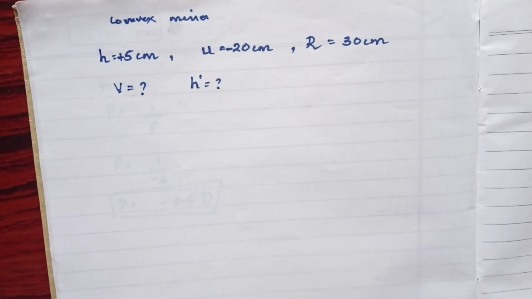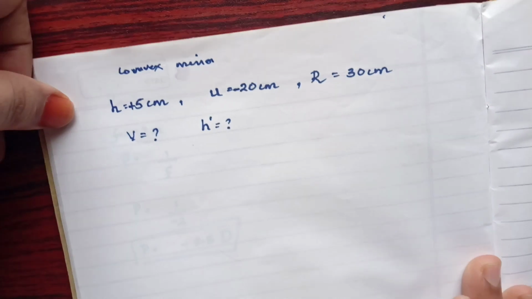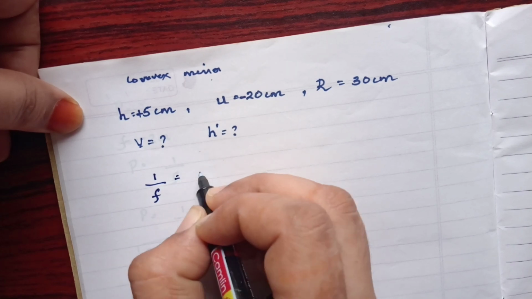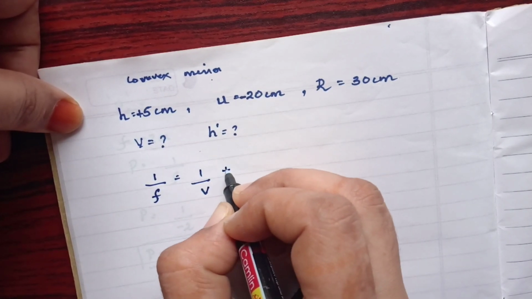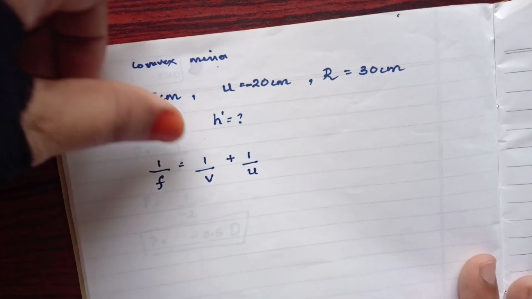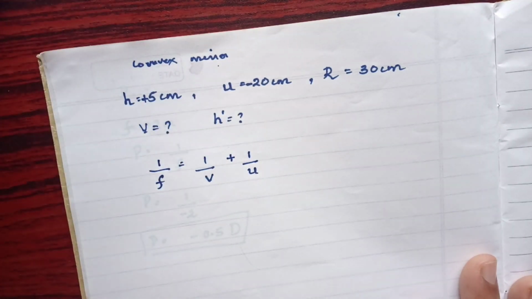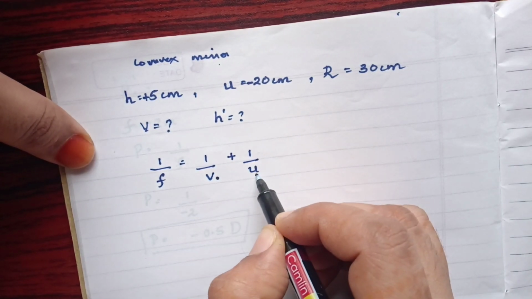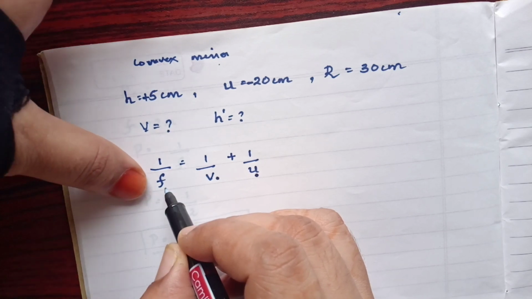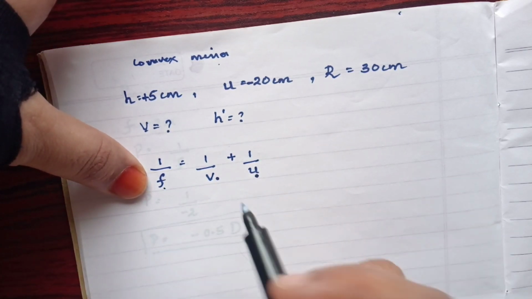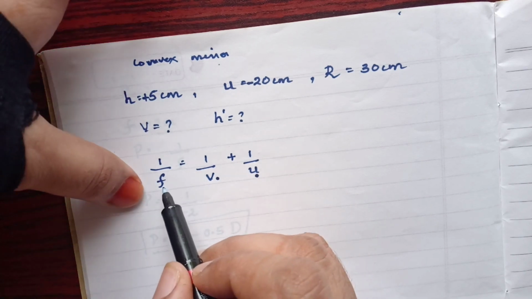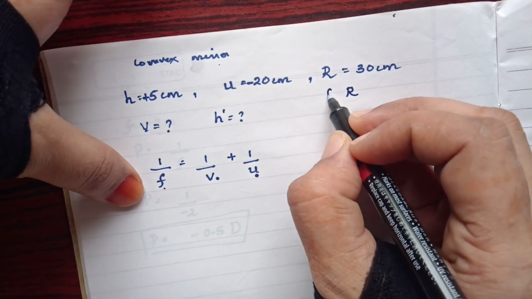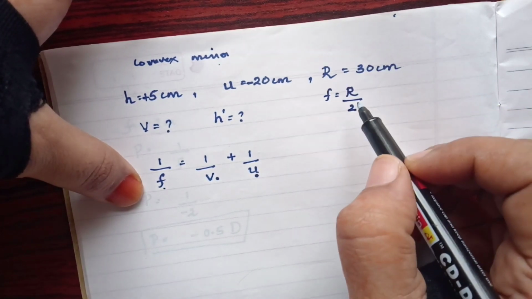Going on further, all the things are given to me. Since this is a mirror, I need to use the mirror formula: 1 upon F is equal to 1 upon V plus 1 upon U. Before solving this, I need to find V. U is given to me, F is not given to me. So there are two things I don't know. V I need to find anyhow, and F I'll find through R. How can I find it? F is nothing but half of R.